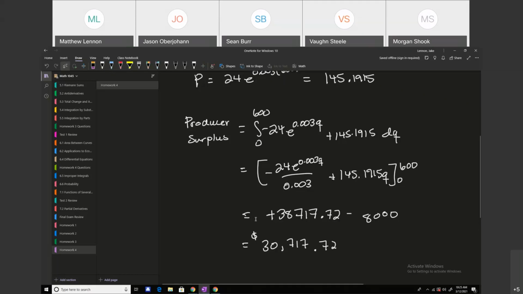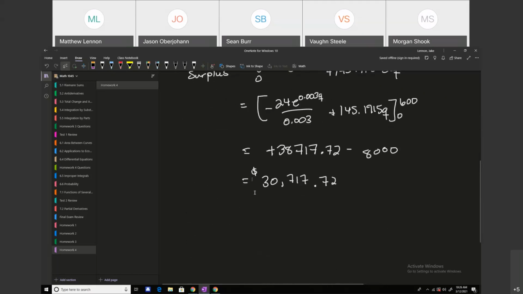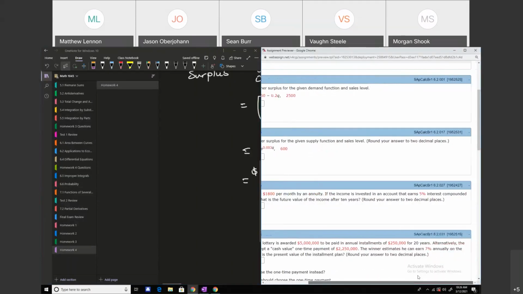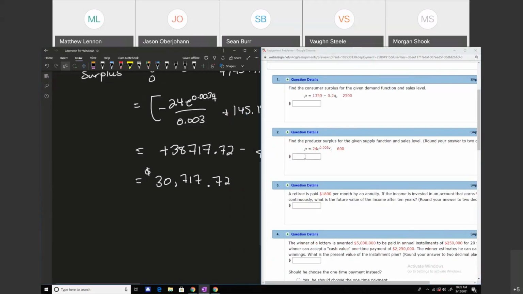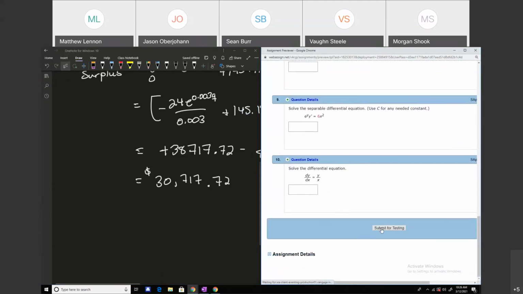If you end up doing one of these wrong, the producer or consumer surplus, and it comes out negative, you probably just got the order wrong like I did. So the producer surplus is P minus S of Q. The consumer surplus is D of Q minus P. Again, if it's negative, typically it's just the opposite answer. So it says round your answer to 2 decimal places. So hopefully we're accurate to that. $30,717.22. That makes sense.